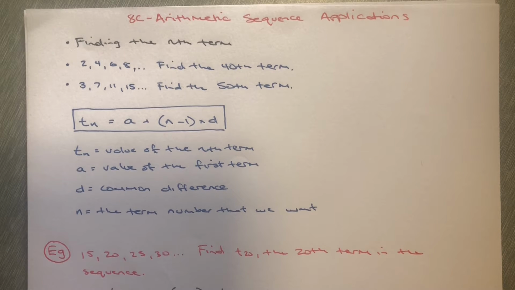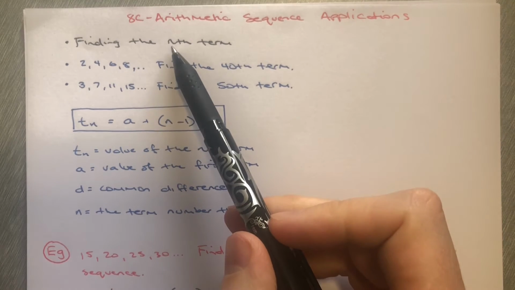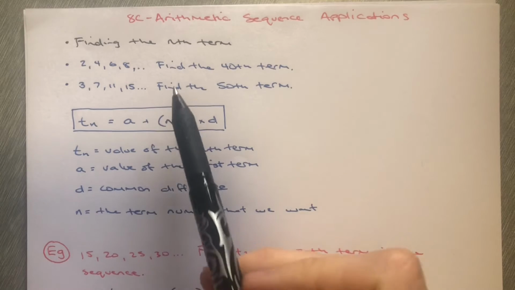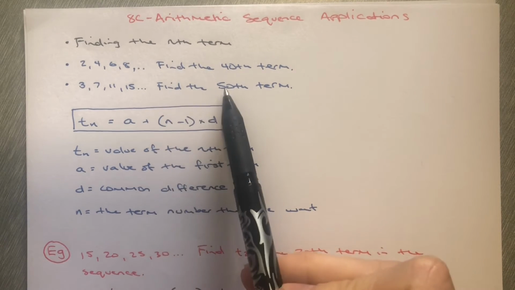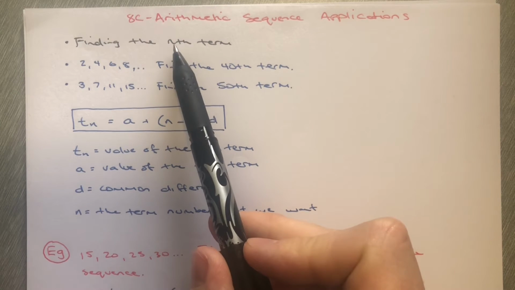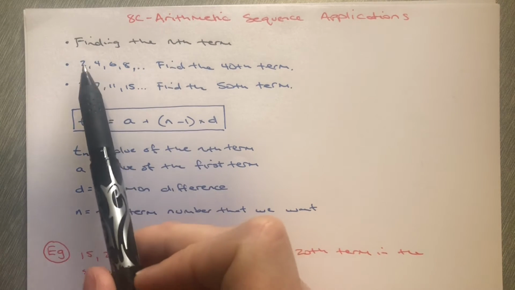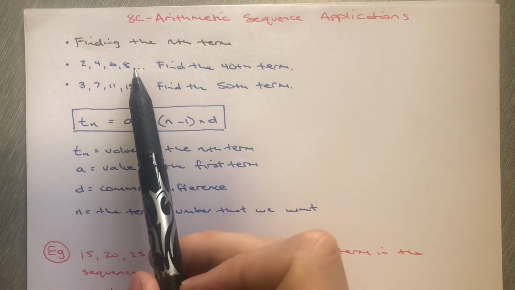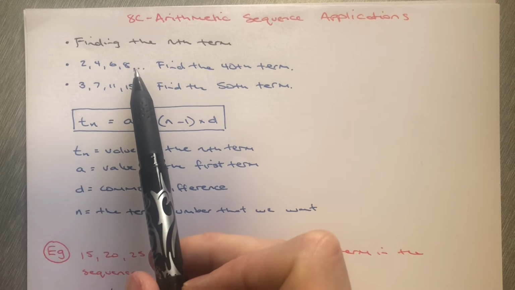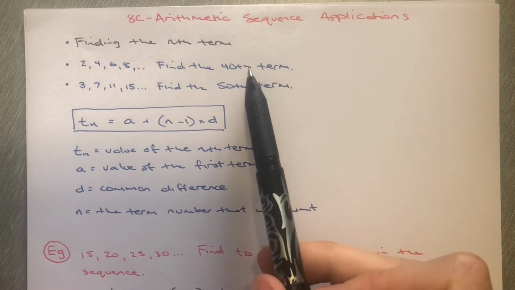Now that might seem really weird, that the nth term, n isn't a number. N might be something that changes for us. So if we're asked to find the 40th term, n would be 40. If we're asked to find the 50th term, n would be 50. Let's just look at this first one here. This starts at 2 and it goes up by 2 every single time, so the common difference is 2.